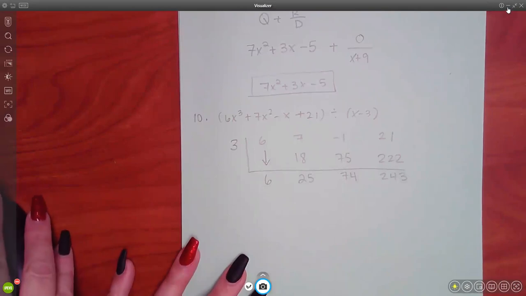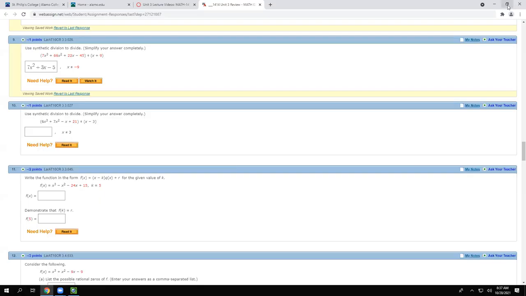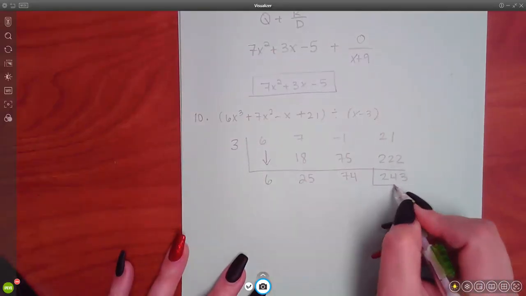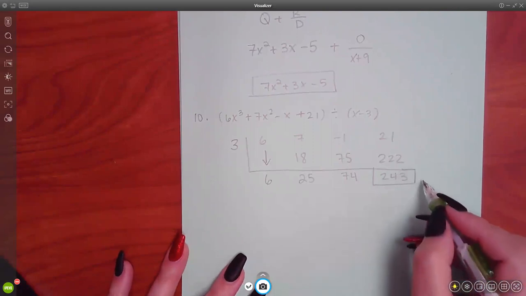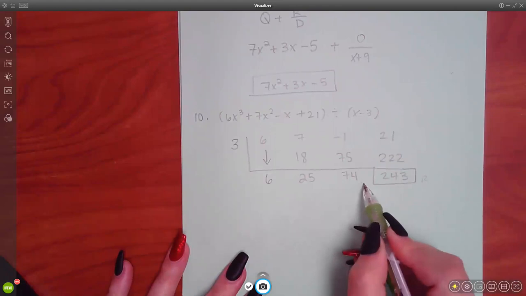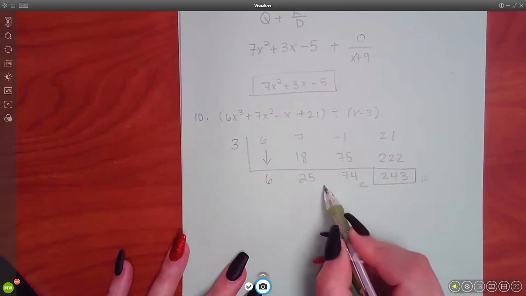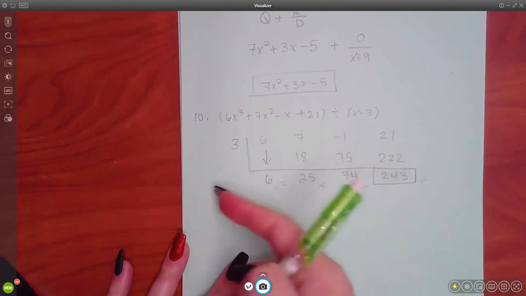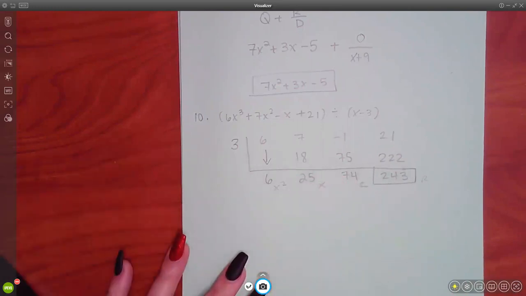Let me make sure all my signs are right. Yep, they were. We'll find them. So this one is your remainder, right? So my quotient is going to be constant. Always start with the constant on the right, then the x's, then the x squared. If you had more, x cubed, x to the fourth, and so on, right?